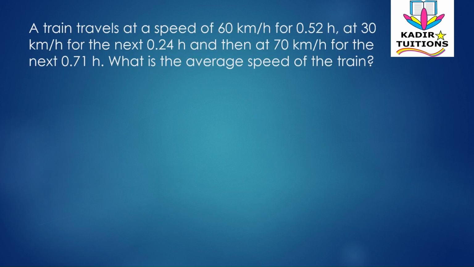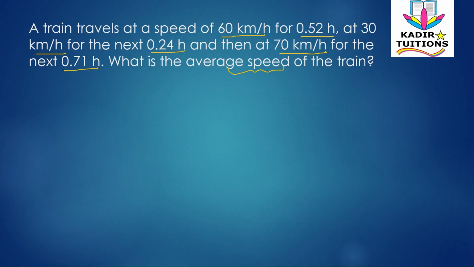In this question, a train travels at a speed of 60 km per hour for 0.52 hour, and 30 km per hour for the next 0.24 hour, and then 70 km per hour for the next 0.71 hour. So they have divided the duration into three parts, and for the three parts of duration they have given the speed instead of the distance. And the question is, what is the average speed?